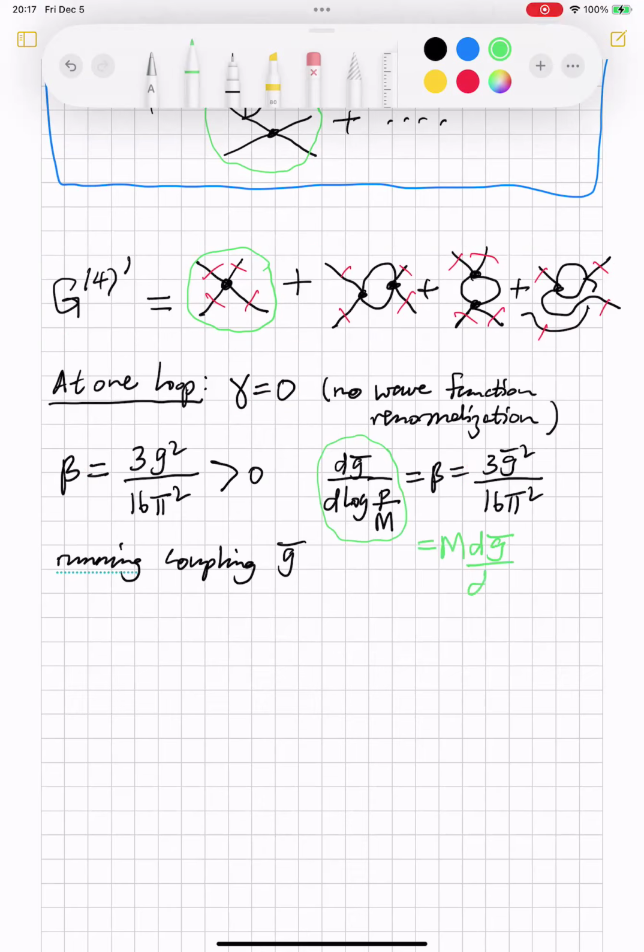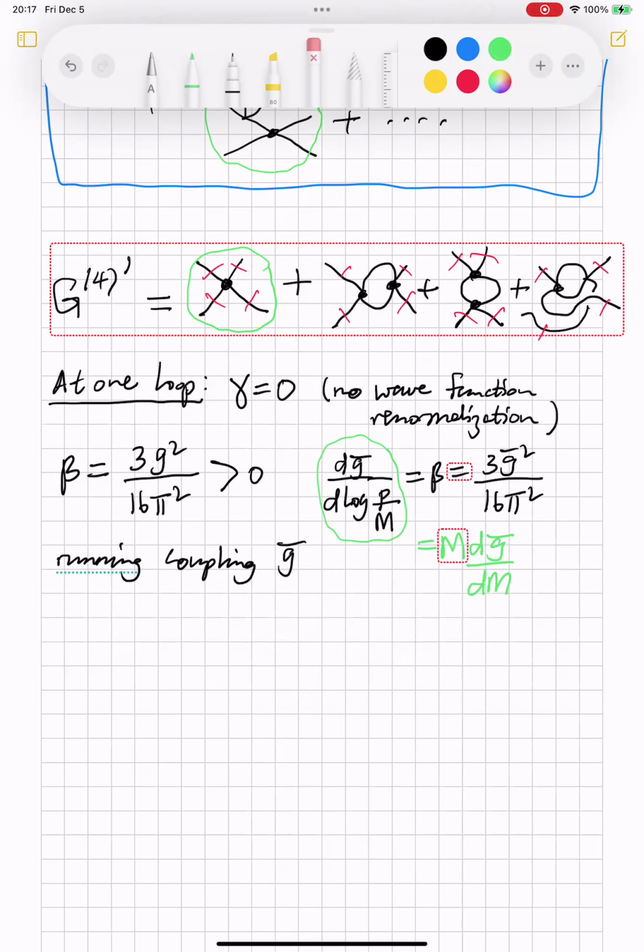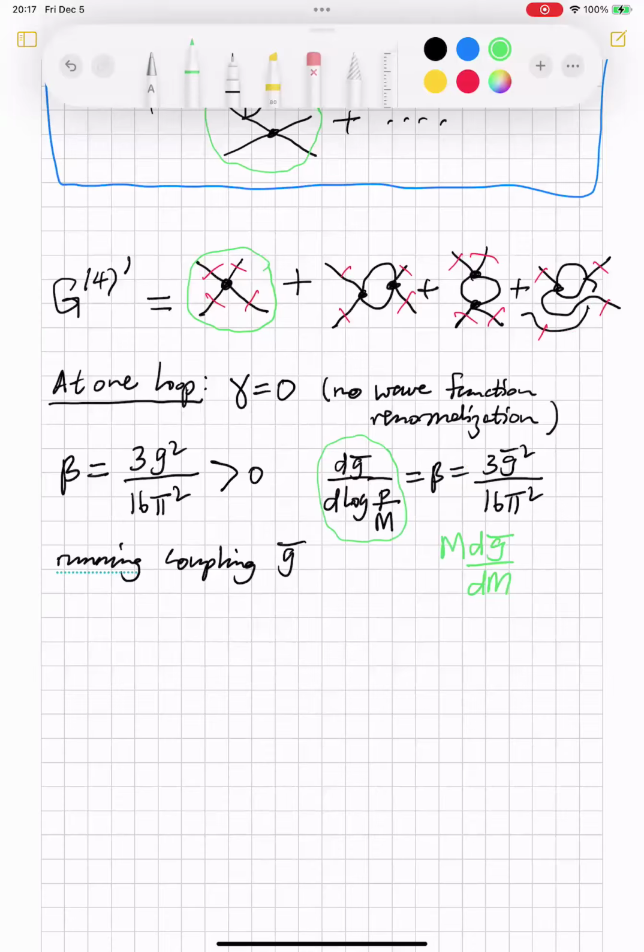Okay, so why is the coupling changing? It's changing because we're changing the scale m. Sorry, so check this, please. This should be equal to minus m dg bar dm.